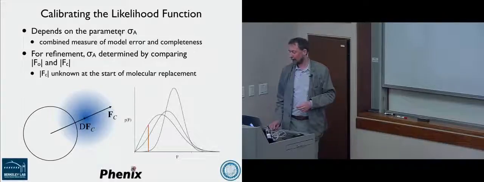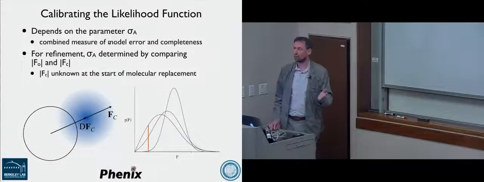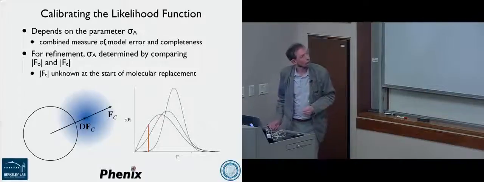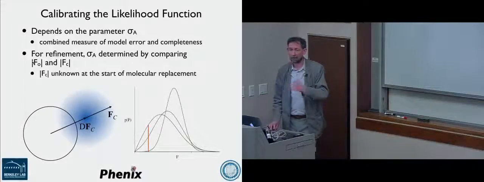We can quantify this with a parameter. It doesn't really matter what it's called, sigma A in this case, but this is a combination of model error and completeness, the two things together. And in practice, we can estimate sigma A by comparing our observed and calculated structure factors. There's a correlation coefficient between the two.